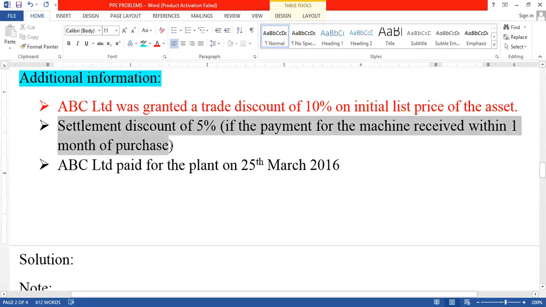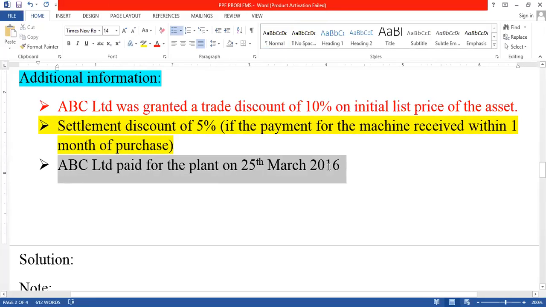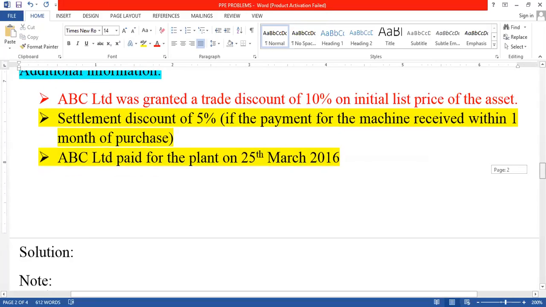And the settlement discount also is not recorded in this one. So it is going to the income statement. And what ABC Limited paid for the plant is also not considered here. Those two adjustments are considered in the income statement.